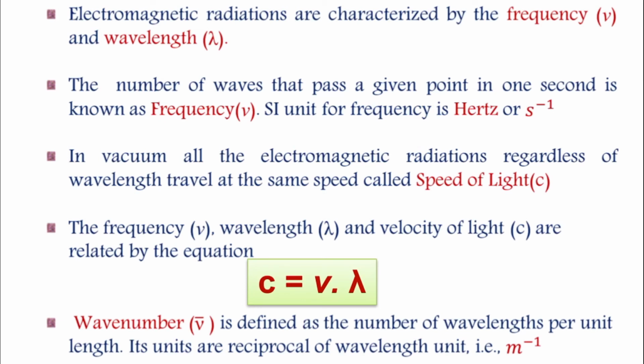Wave number is defined as the number of wavelengths per unit length. Its units are the reciprocal of wavelength. If meter is the unit of wavelength, wave number is the reciprocal of wavelength, that is meter inverse.